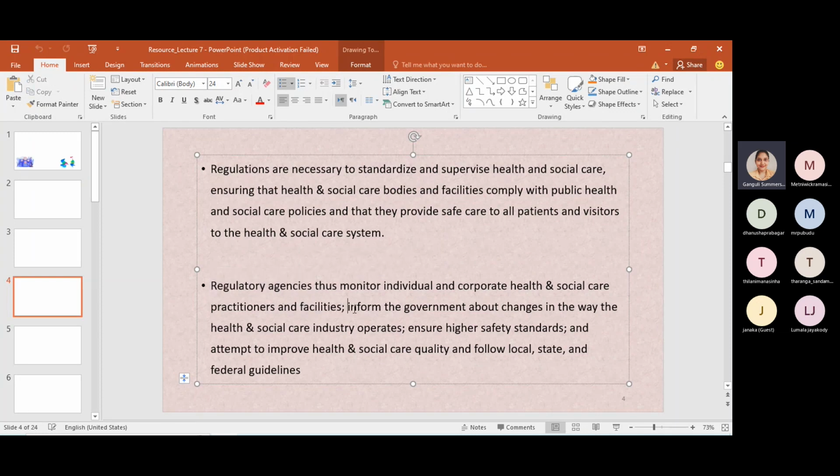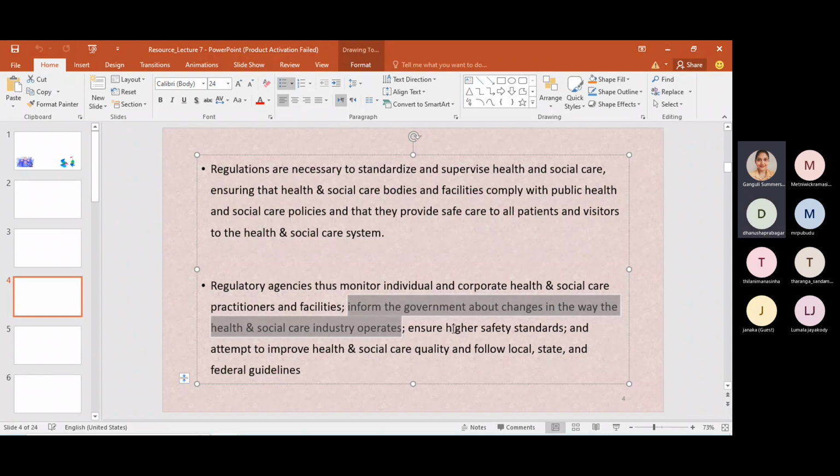And then they inform the government about changes in the way the health and social care industry operates. So the regulatory agencies can give their feedback to the government as well. These agencies can help the government to make health and social care related decisions. If they think there should be some changes done in the health and social care industry, they can give these ideas to the government and inform the government about it.